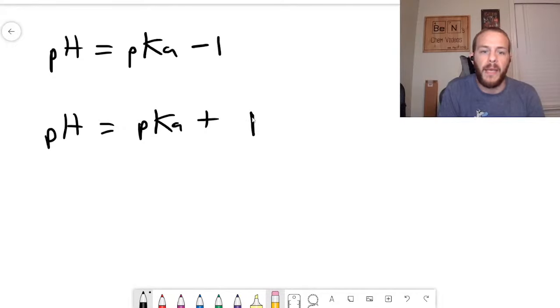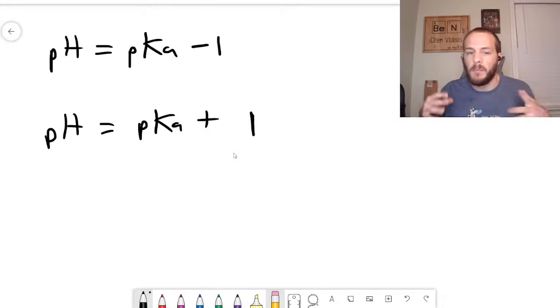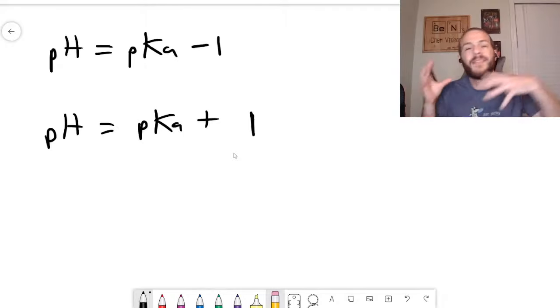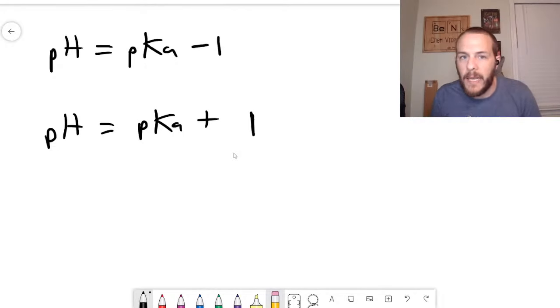And so we have pKa plus 1. And so it kind of makes sense that the effective range of a buffer is pKa plus or minus 1, because that kind of coincides with that general guideline where the base to acid ratio can be anywhere between 0.1 and 10, right? So just wanted to sort of point that out.